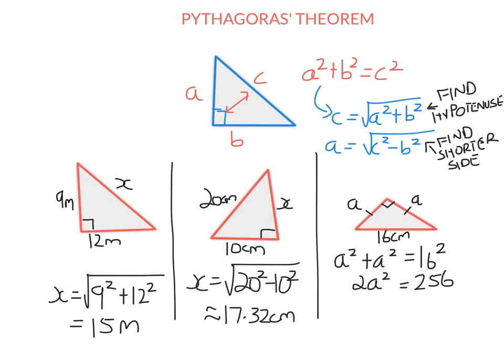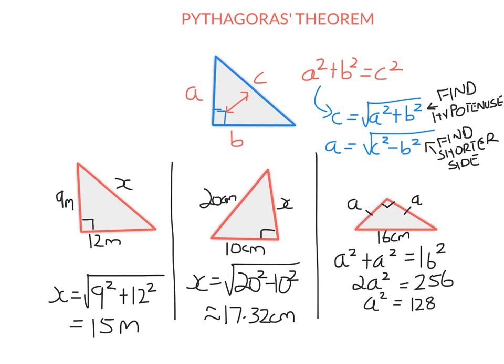Now we want to solve this equation for a. So we need to undo what's been done to a. Order of operations says that a is squared first, then multiplied by 2. So we need to undo multiplying by 2 by dividing by 2 first. So a squared is 128.